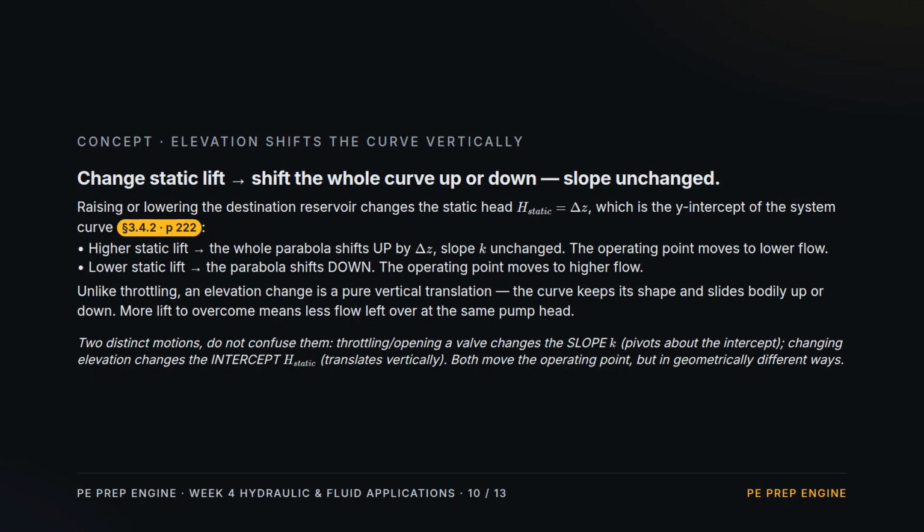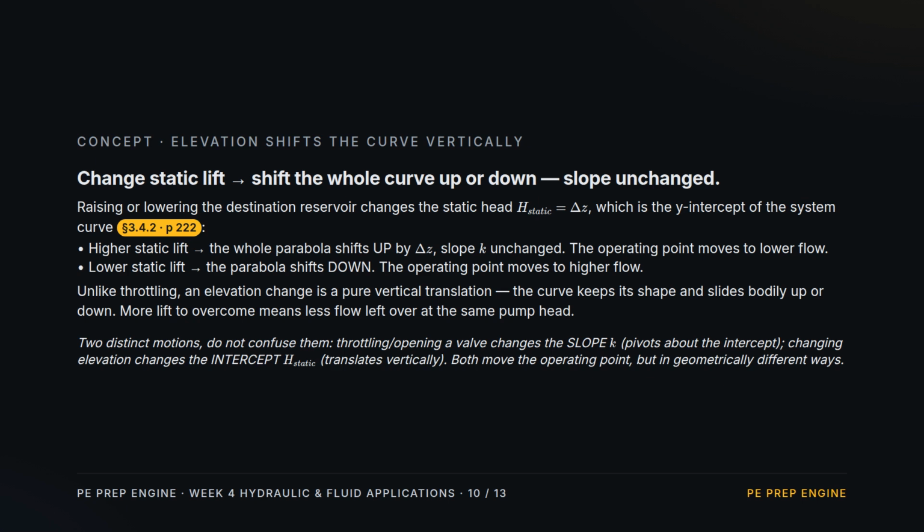The other system change is elevation. Raising or lowering the destination reservoir changes the static head, the y-intercept. Raise the lift, and the whole parabola shifts up by delta z. Slope unchanged. The operating point moves to lower flow because the pump has less head left after fighting gravity. Lower the lift, and it drops, moving to higher flow.